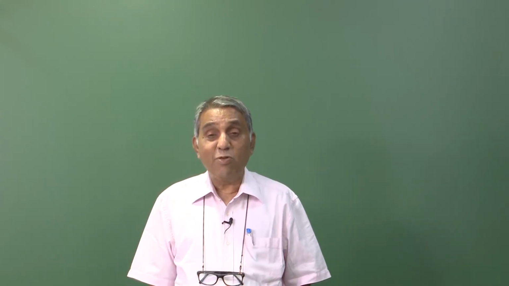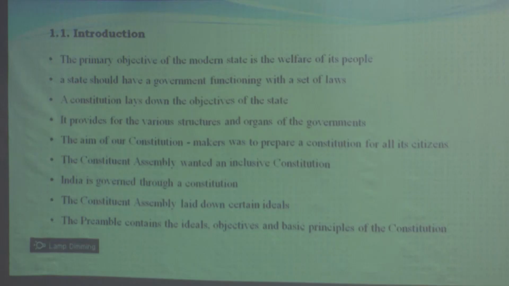They wanted to prepare a constitution for all the people. That means a consensus, a general agreement has to emerge from the constitution of India. They wanted an inclusive constitution. India is governed through a constitution. The Constituent Assembly laid down certain ideals. The preamble contains the ideals, objectives, basic principles of the constitution. I have already introduced this to you, which we will discuss further in greater detail subsequently.